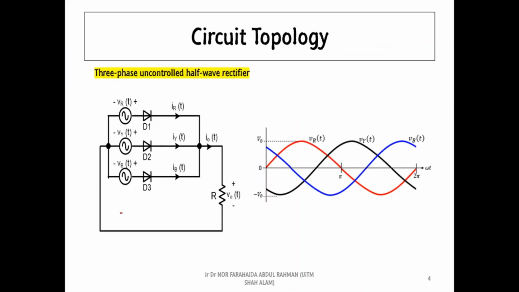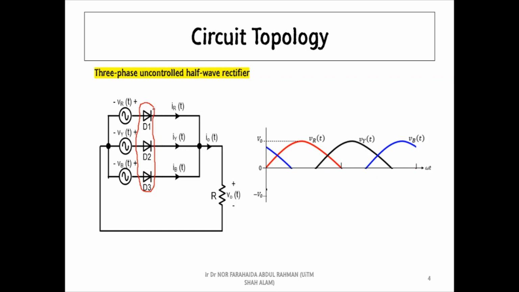This figure shows the circuit topology of a three-phase uncontrolled half-wave rectifier with resistive load. Similar to the single-phase half-wave rectifier, the three-phase half-wave rectifier is capable of rectifying only the positive half cycles of the three-phase voltage waveforms. Based on the number of positive half cycles, we need 3 diodes to conduct the line currents.